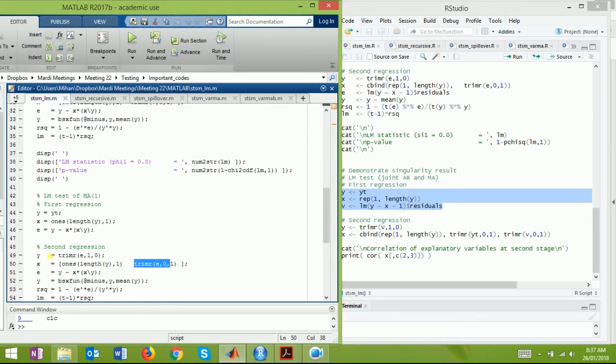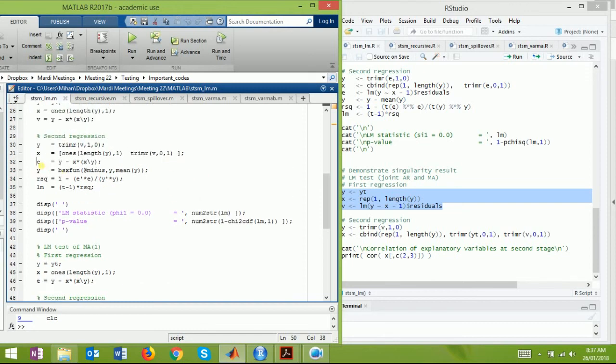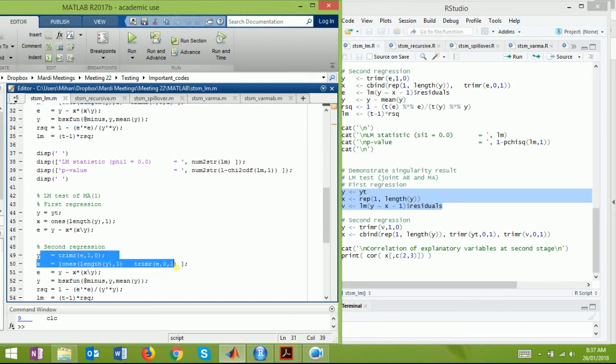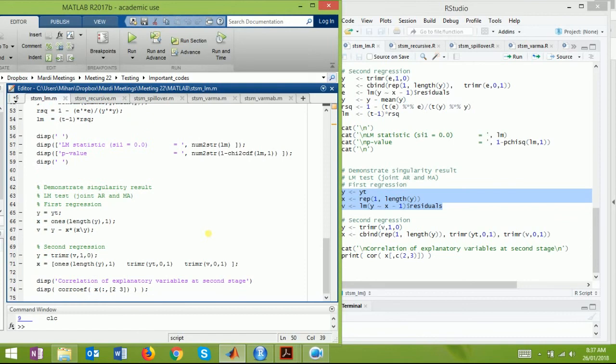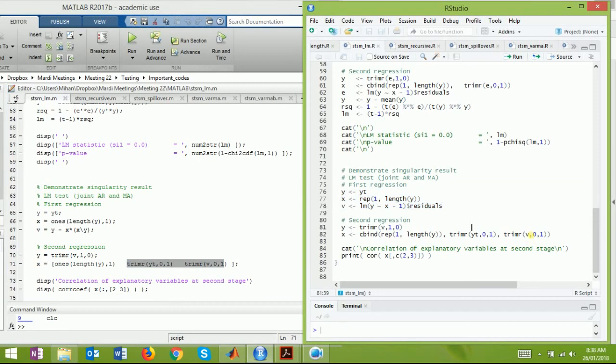There's no space for E here because E is not needed. E is the residual after the residual, V. You see, that is the difference. The only difference between MA and AR is that because we have two residuals, we are using both of them, one for autoregression, one for moving average. They are the duplicate thing. So the second regression is YT01, Phi1 VT minus 1, Psi1 VT minus 1. That's all.